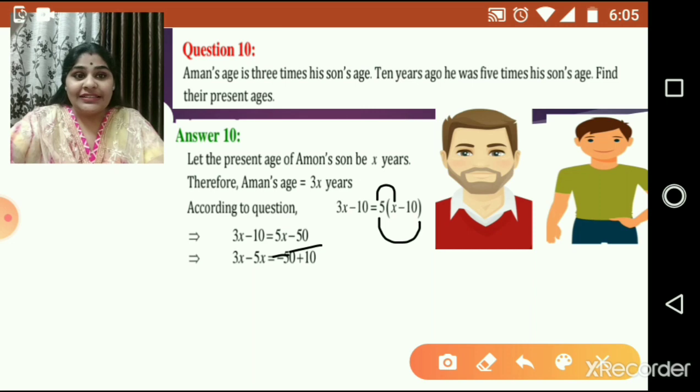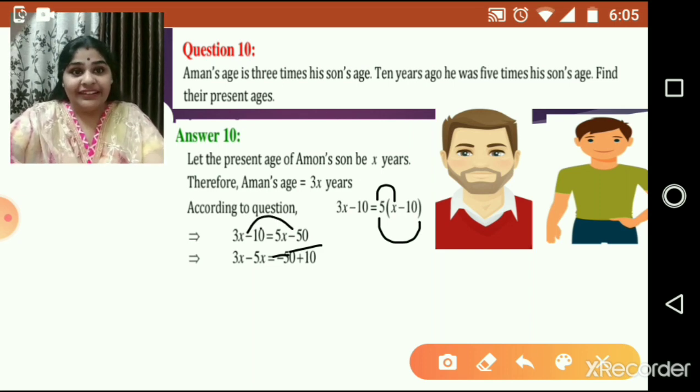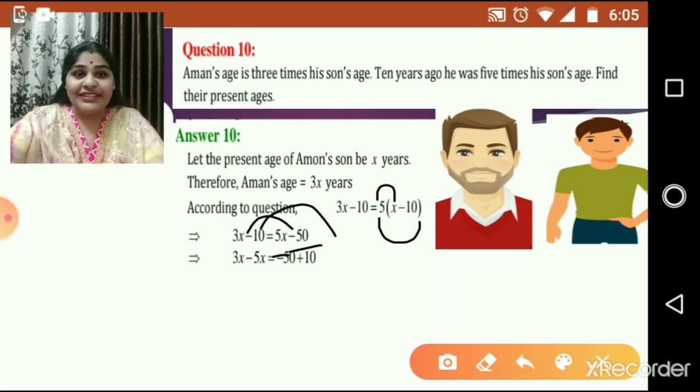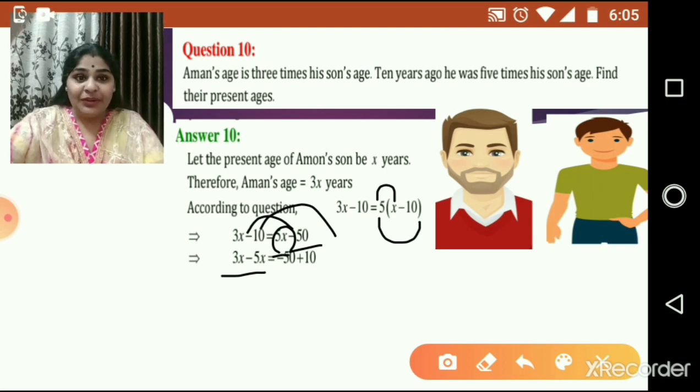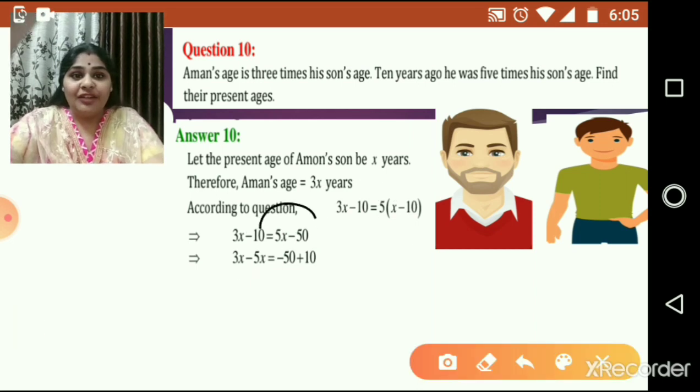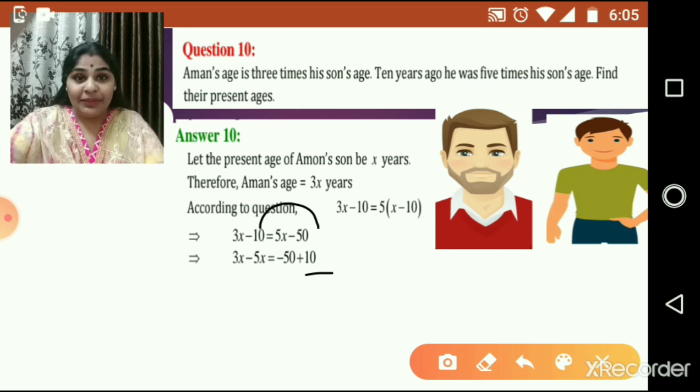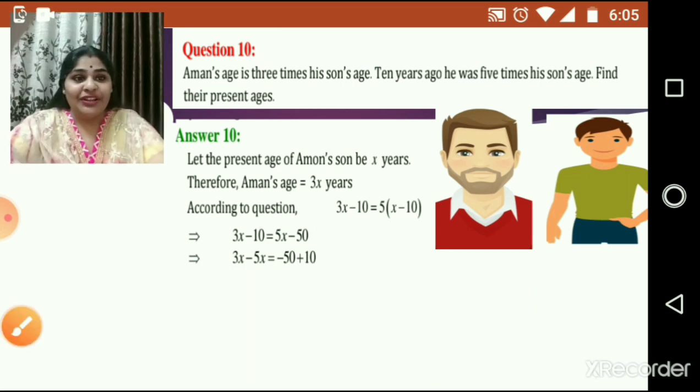Now once we got this bracket open and get it simplified, what we are going to do next step is bring all the terms with the variables to one side and constants to the other side. So here we are shifting 5x to the left hand side and 10 to the right hand side. So this left hand side becomes 3x minus 5x. The positive 5x, when we transport it, it becomes negative. So 3x minus 5x equal to this negative 10. When we shift it towards this side, it becomes positive 10. So here it is 50 plus 10. Alright, children, I hope you understood all the steps.